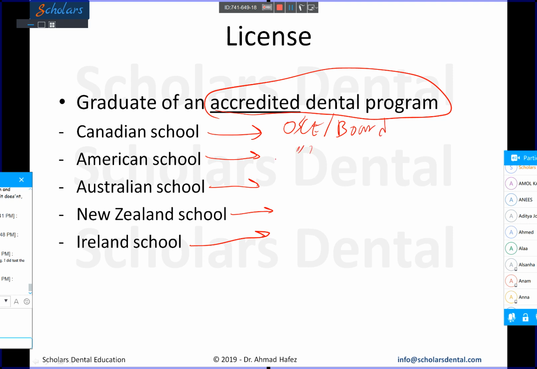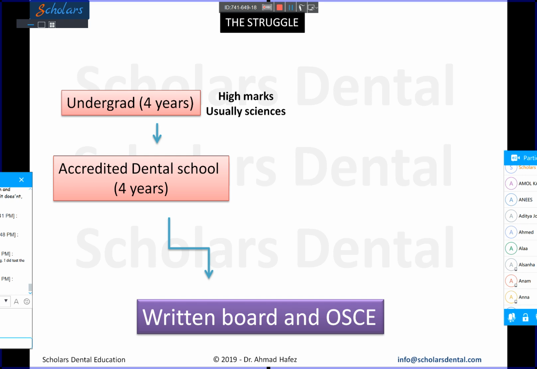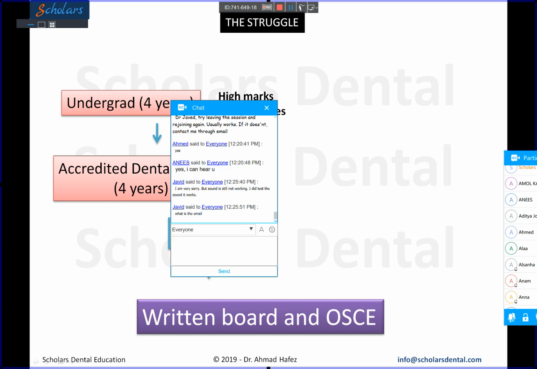Okay, so all these people could take the OSCE and board exam, and then they could get their NDEB cert. Well, what if you are non-accredited, like most of us, you're not from one of these universities, then they made the path a little bit longer for you. First, I want to show you how the people here become a dentist, so you understand the pathway and you appreciate it, okay?